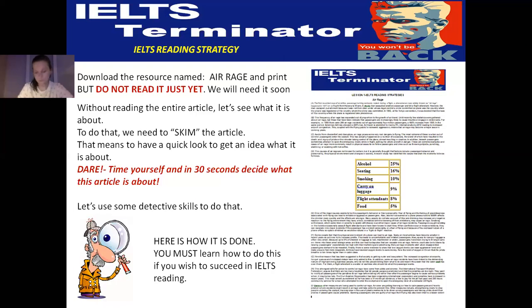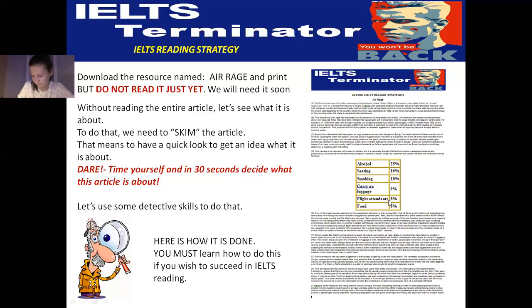With reading, it's the reverse of listening. With listening, we just can't know what's going on, but with reading, we can have a pretty good idea what it's about. So what we do first, I mean, we could read the questions first, but they're not going to mean much if we don't really know what this is all about.